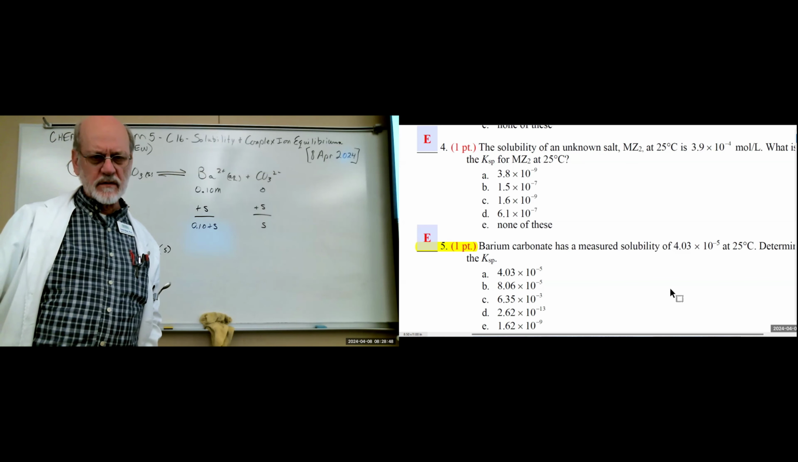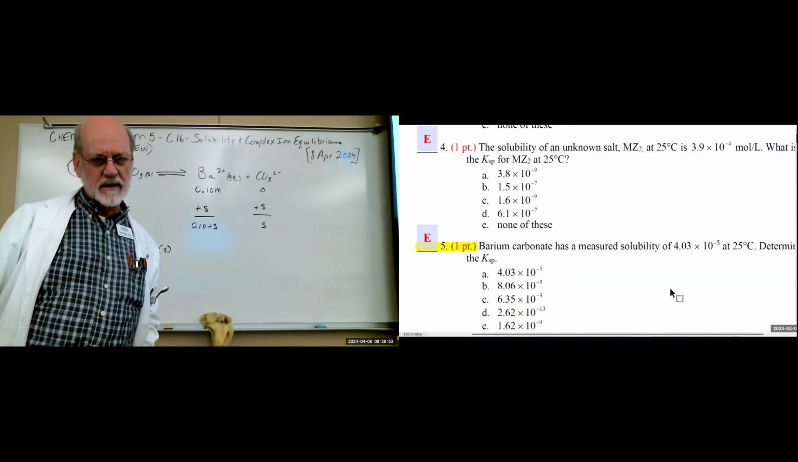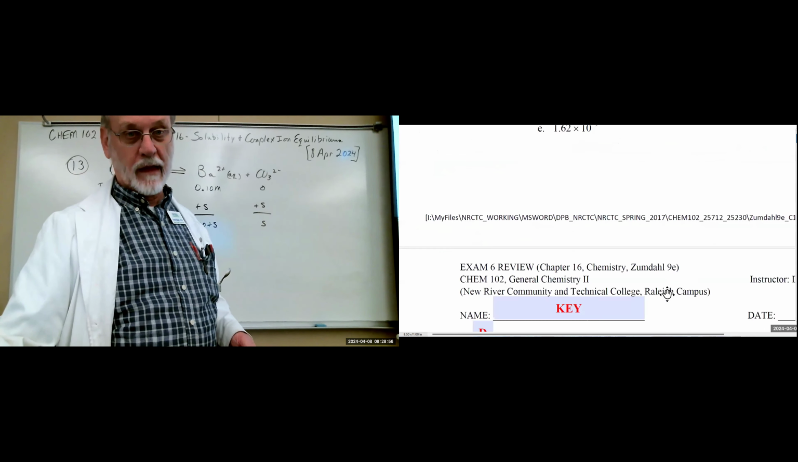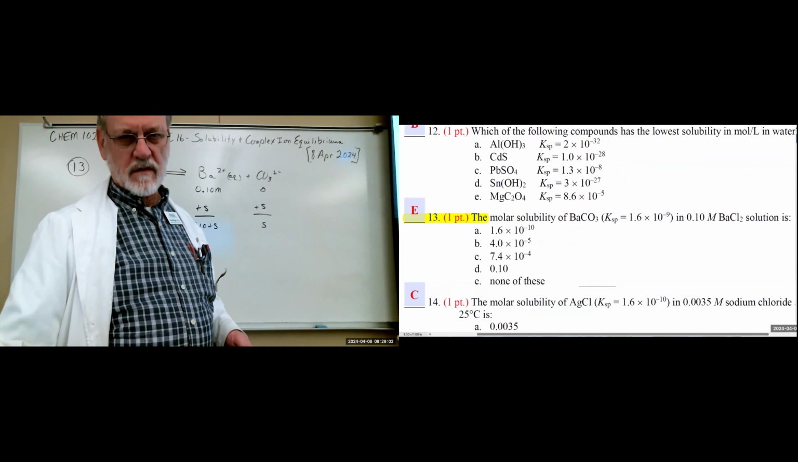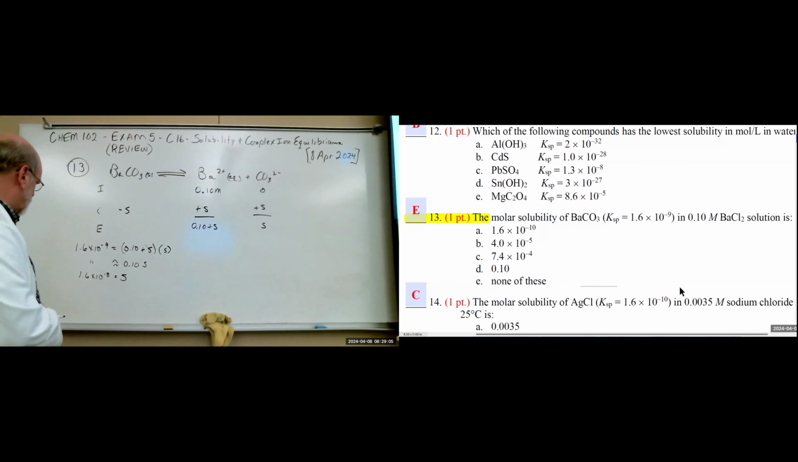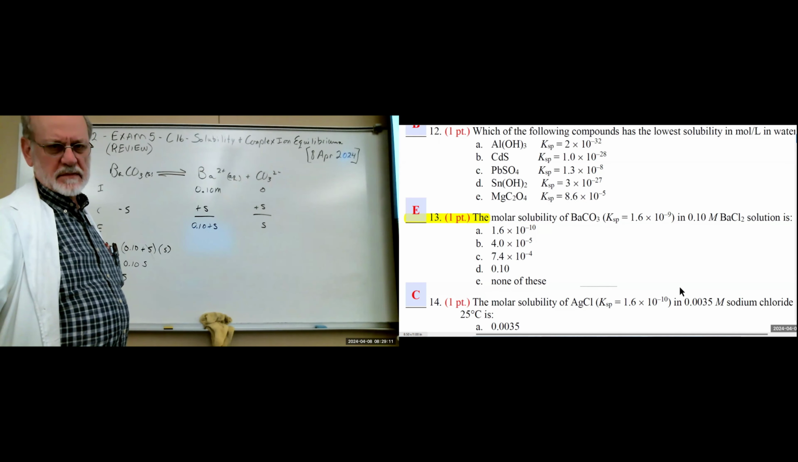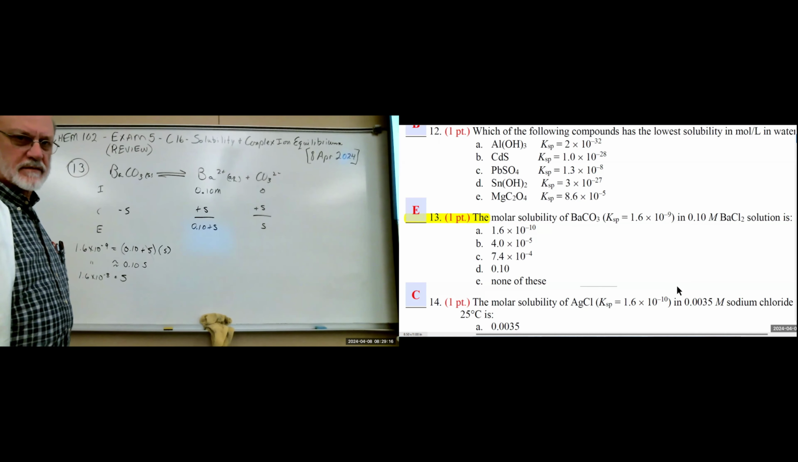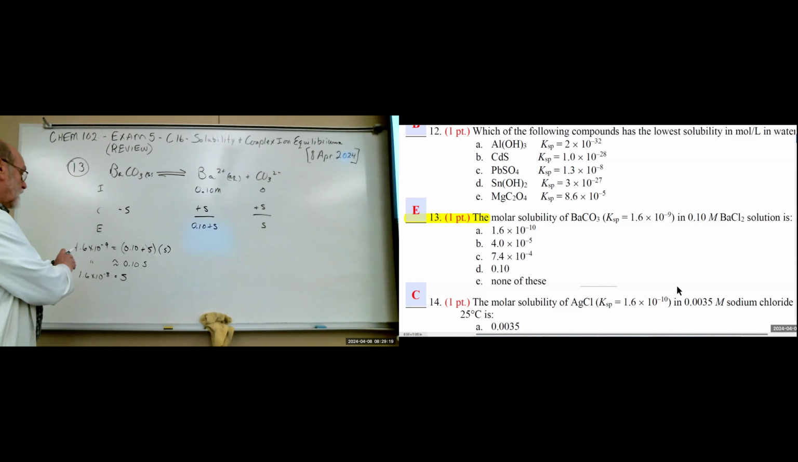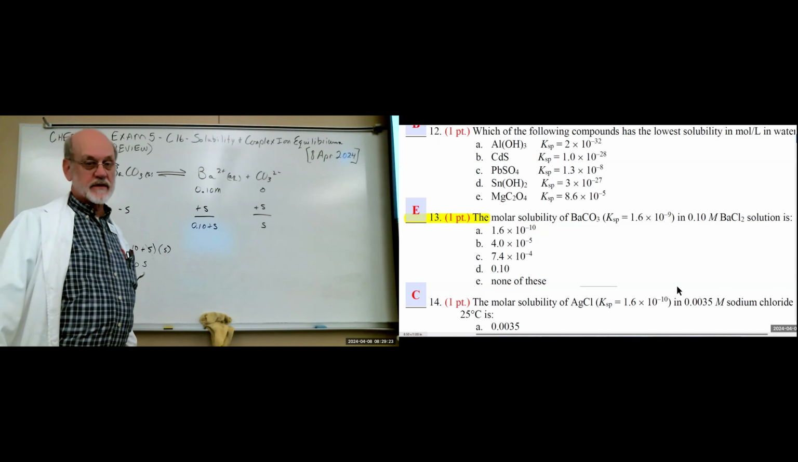Why does it say 162? Oh, excuse me, I'm on the wrong one. Yeah, because Ksp is only 1.6. Wait a minute, I'm looking at the wrong one. I was looking at the wrong one before, right? This one's not on that list. It's not a given value. So none of these.